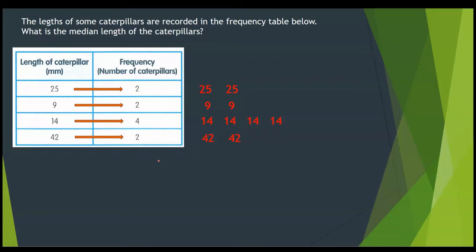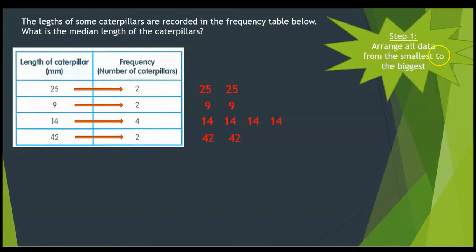What should I do to get the median? Arrange all the data from the smallest to the biggest. The smallest value here is 9, and the 9 is repeated twice. So I will start with the 9, 9, then 14, 14, 14, 14, because the 14 is repeated 4 times, then 25, 25, then 42, 42.